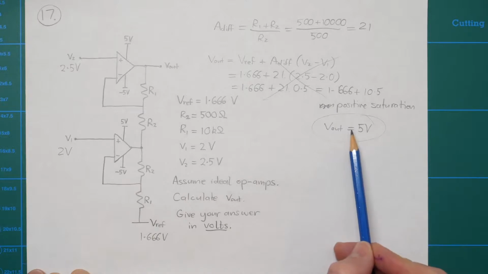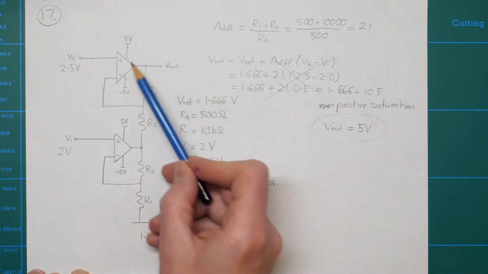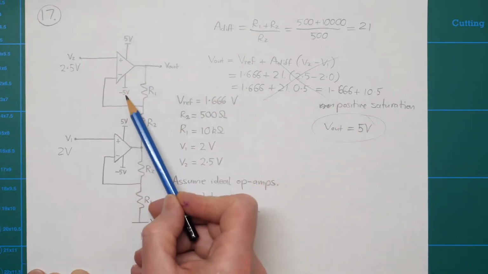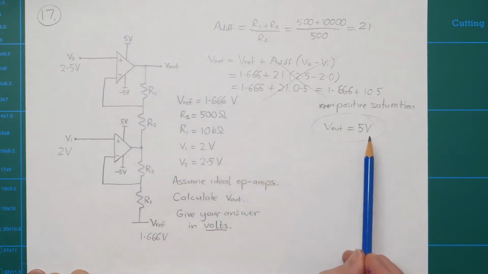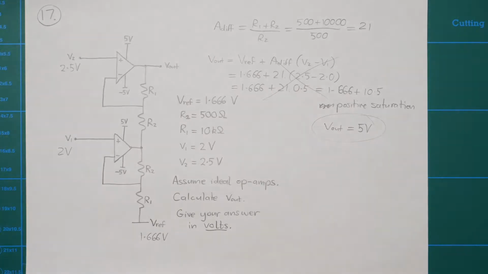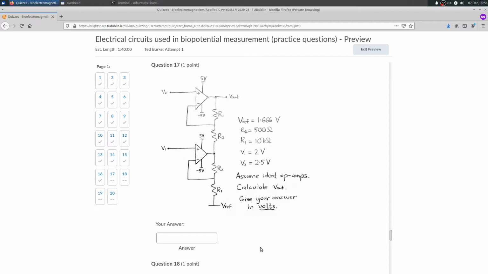So basically, once you see an answer coming out that's higher than 5 or lower than minus 5, if those are your supply voltages, then you know you're into saturation, and then all you're actually going to get at the output is the saturation voltage. So 5 volts in this case.